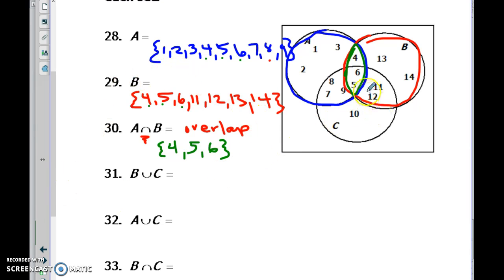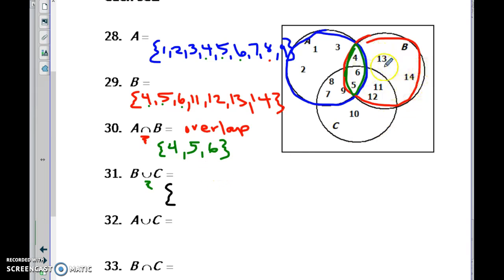Now let's look up here at B union C. That means we want everything in B as well as everything in C. So we want all of these numbers and all of these numbers. Yes, some of them will repeat, but we're not going to repeat them when we write out the numbers. We just want to make sure we include all of these numbers and all of these numbers. So this is going to be a long one. Let's just pick black.